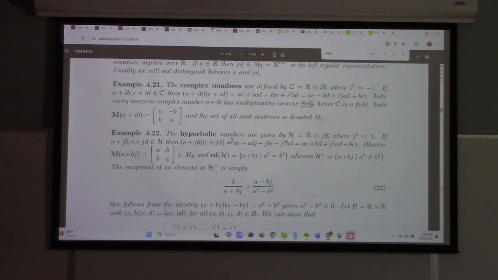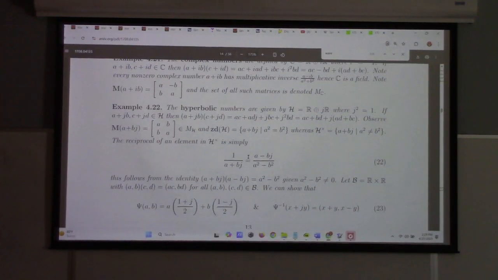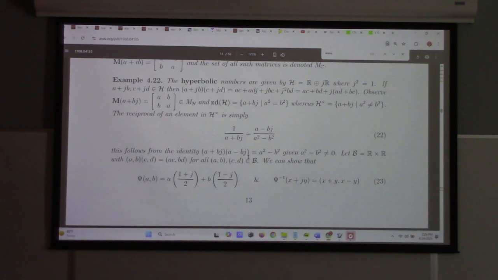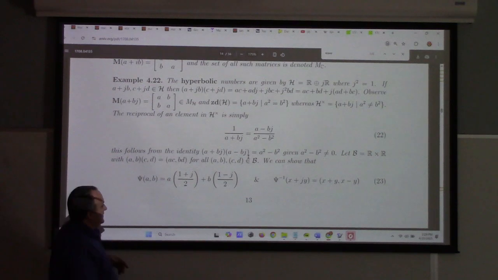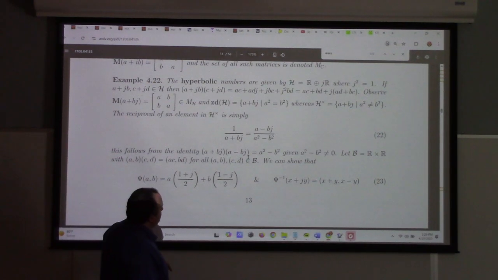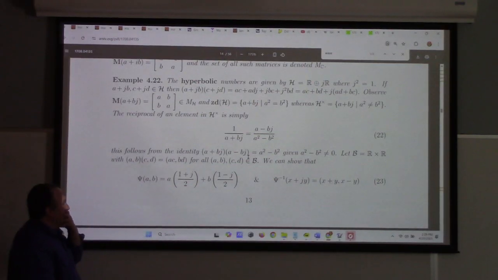So what that means is that there's weird stuff in there. In particular, there are these zero divisors, things that multiply to zero and yet are not zero. Because of this, it turns out that there is a nice isomorphism, which is fancy words for a better notation for hyperbolic numbers in some sense.